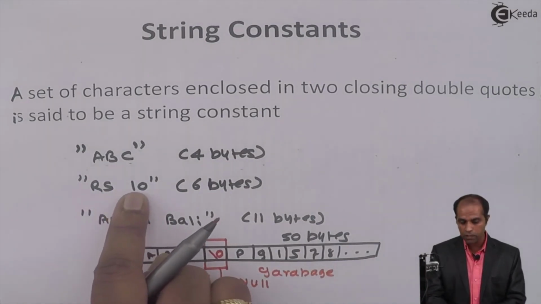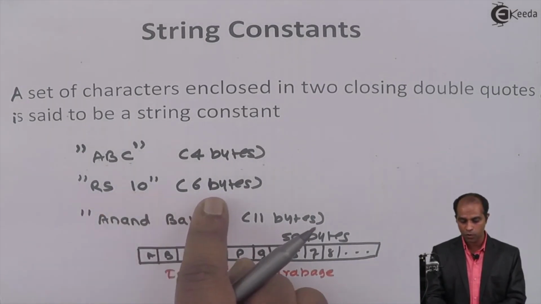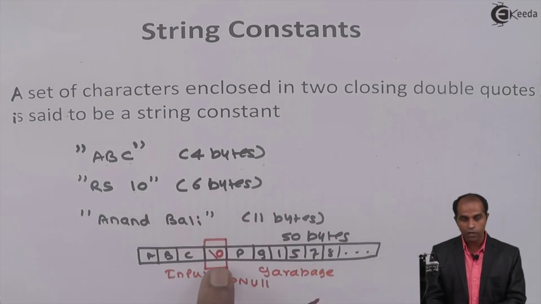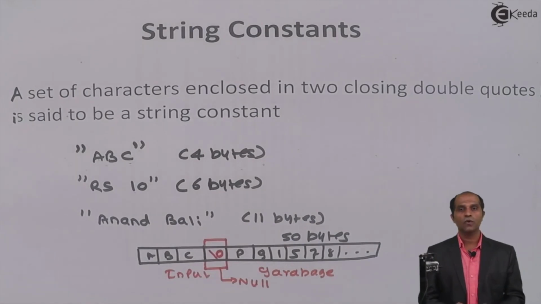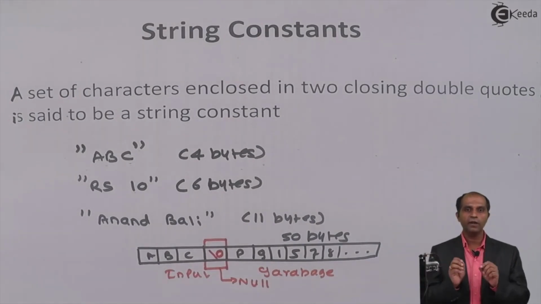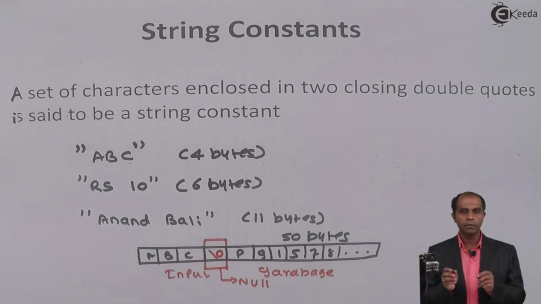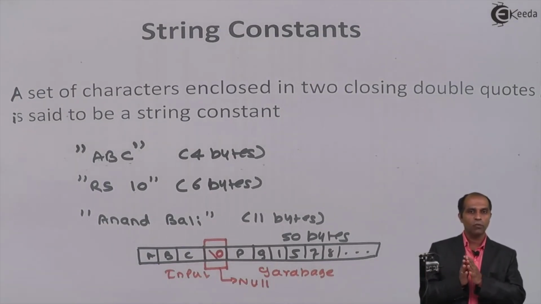When I say rupees 10 or RS space 10, I said it is 6 bytes because that additional byte was again for /0. So /0 is basically used for identifying the end of the string, and in memory it is used to differentiate between the valid input and the garbage input.